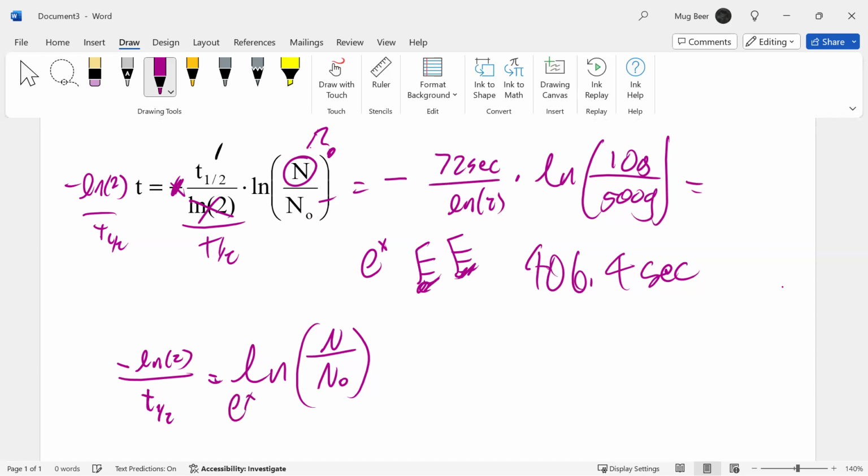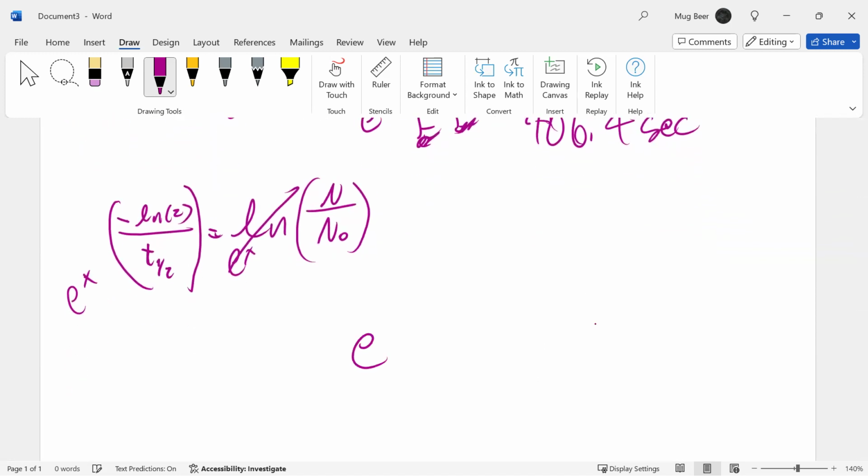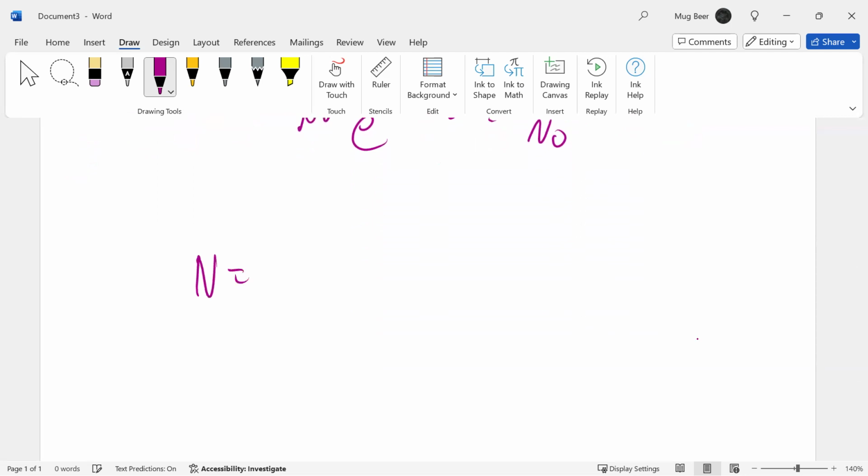So if I take e to the x of this side, the natural log goes away. But all this stuff on this side is now the exponent to e. That's how that works. So my next derivation would be e with an exponent of negative natural log of 2 divided by half-life is equal to N divided by N-naught. Then it's just multiply both sides by N-naught. So I end up with N is equal to N-naught times e to the negative natural log of 2 divided by half-life.